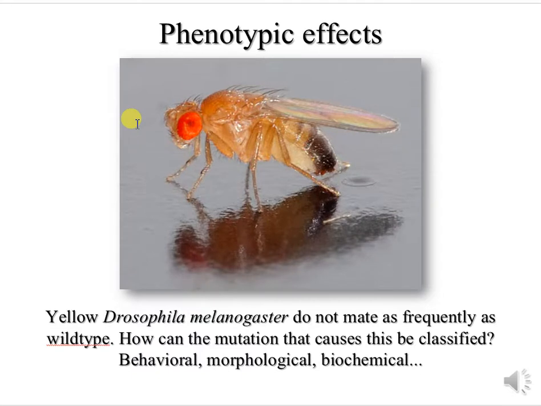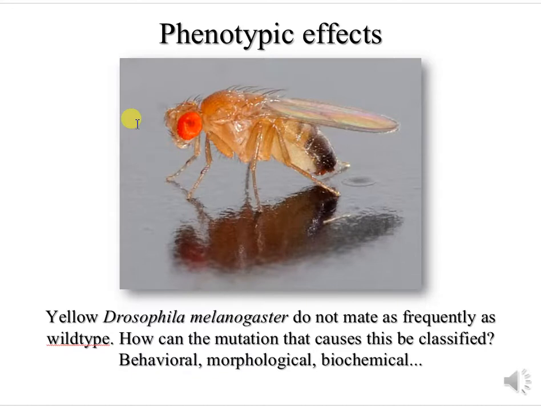So when we're thinking about how we can classify this mutation in this particular instance, is it behavioral, morphological, biochemical? Those are usually how we classify mutations phenotypically. In this case, it can be classified as all of these, right? Morphological is your physical appearance. So there is a morphological change, the lightening of the body color. Behavioral, it's not mating as much. Biochemical, it has different hormones and chemical properties that cause it to not mate as much.